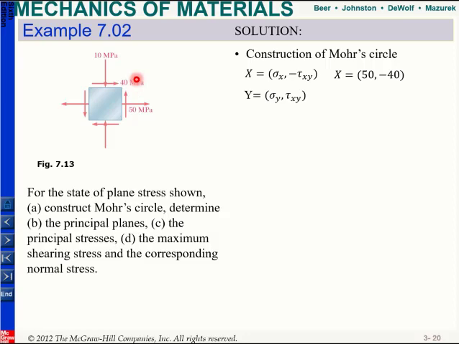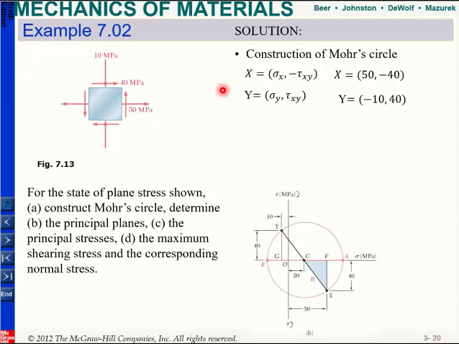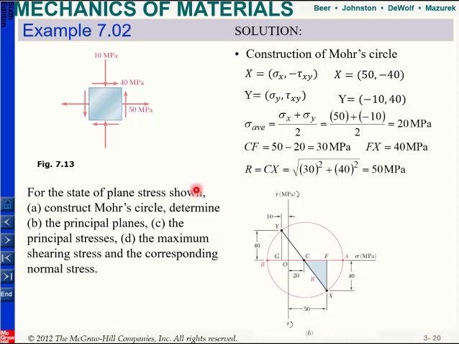And then I need my Y point. It's sigma Y and tau XY. And in this case, this is compression. So this is why I need to put minus 10 and then 40. And then after that, I can draw. So I know my point X, I know my point Y. As long as I know the coordinates, I can draw this and I can draw my circle. And you can also find your average, which is equal to sigma X plus sigma Y over 2. So it's 50 plus minus 10 divided by 2. So it's 20. So it gives you this location.